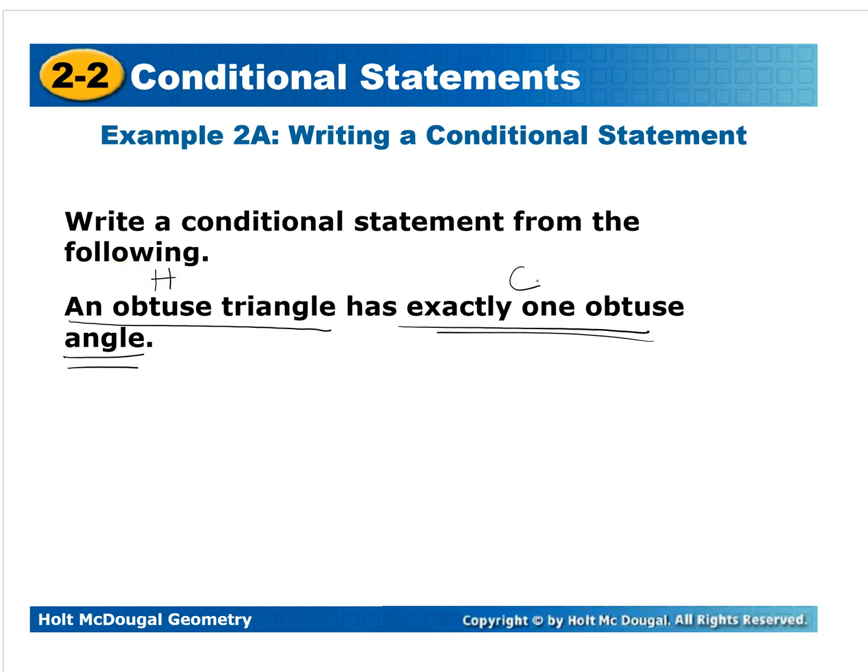We need to create the if-then statement from this. I'm going to start with the word if. So if what? What is our object? What are we talking about here? We're talking about a triangle. So if a triangle, think of English here. If a triangle, what's the triangle doing? Oh, okay. So if a triangle is obtuse, because we're talking about an obtuse triangle. So if a triangle is obtuse, there we go. There's my hypothesis so far.